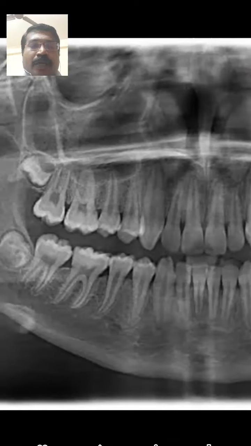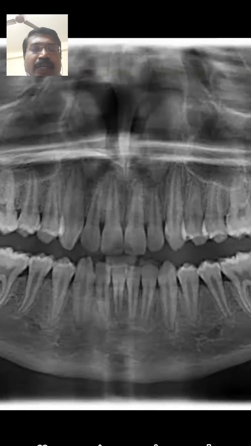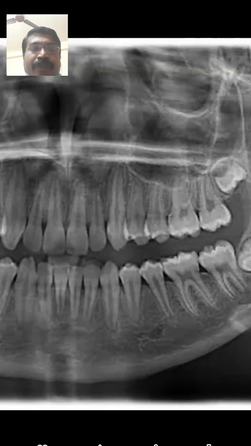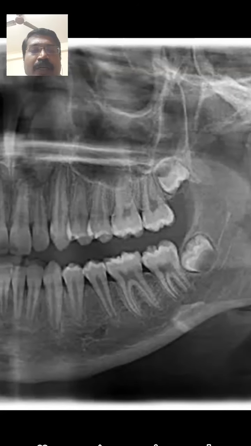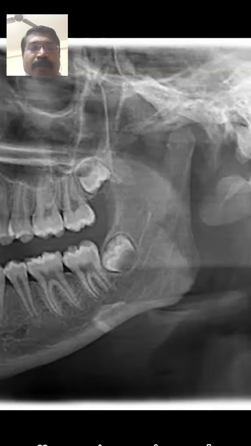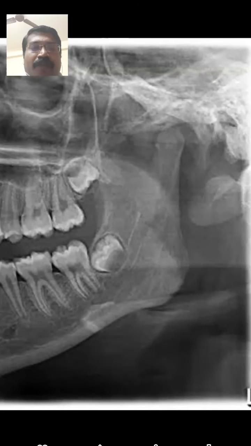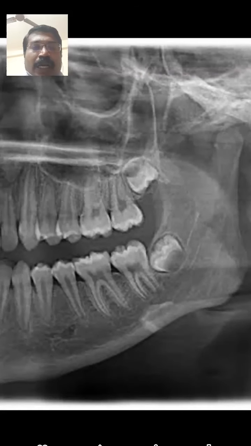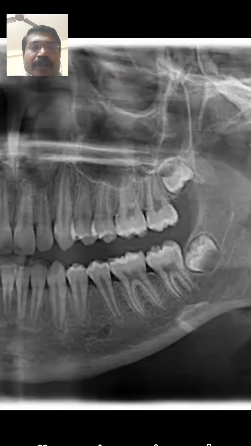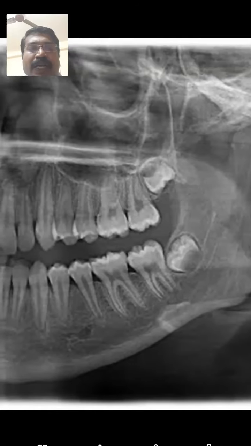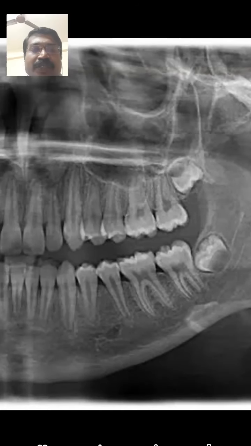to move to the lower border of mandible on the right side and to the symphysis region. Then we have to move to the left side lower border of mandible, left angle of mandible, left condyle and left coronoid process, and we can see the left ramus, anterior surface of the left ramus.